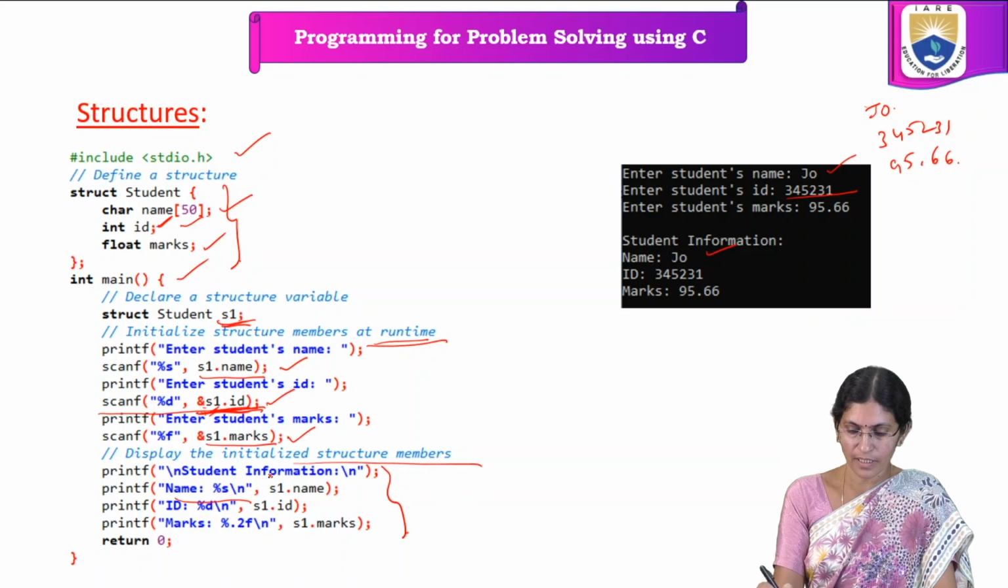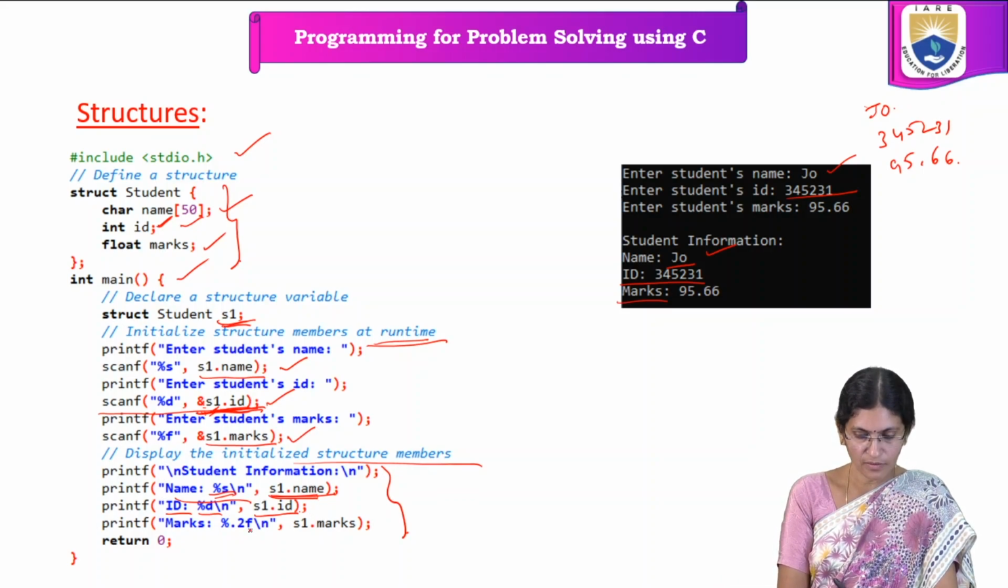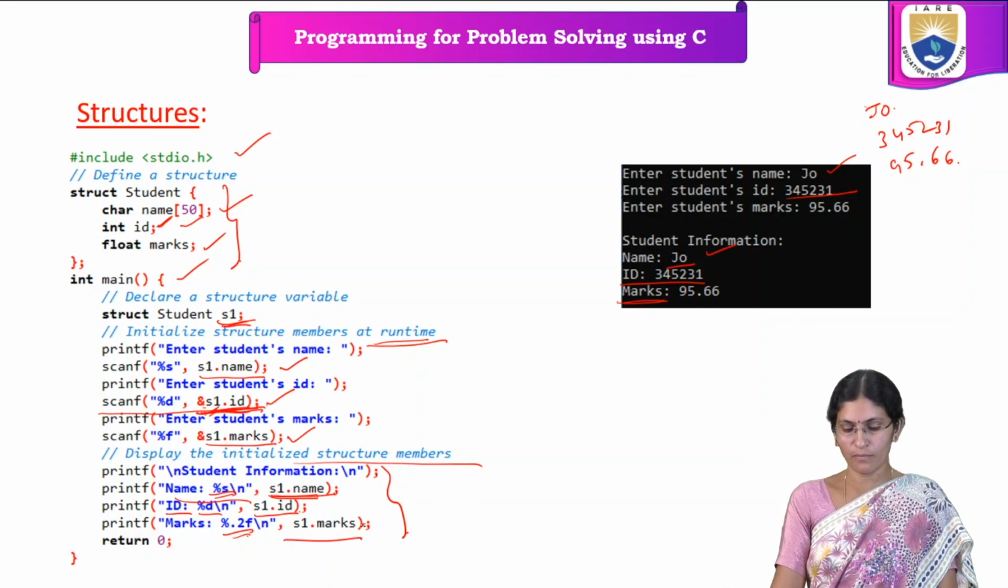Name is an array of characters, that means a string, so %s is the format specifier, and the corresponding value is printed. Then ID is integer, so %d is the format specifier, and the variable name is s1.id. In order to print the marks, it is float type, therefore we have to use %f as the format specifier, and the variable name is s1.marks.